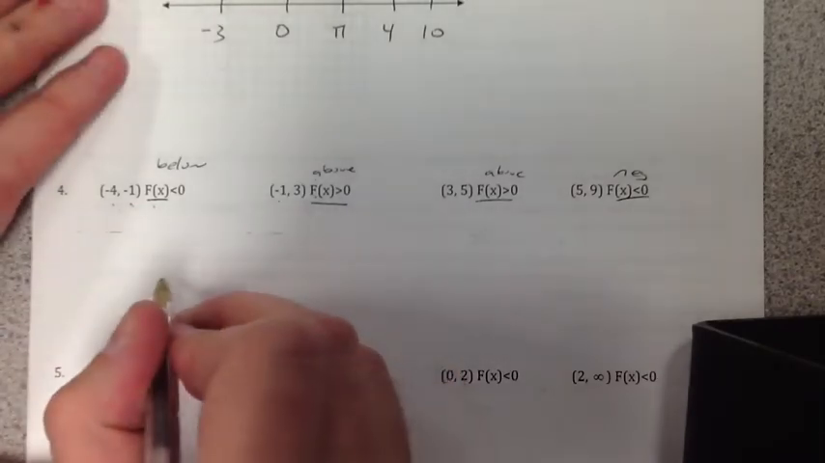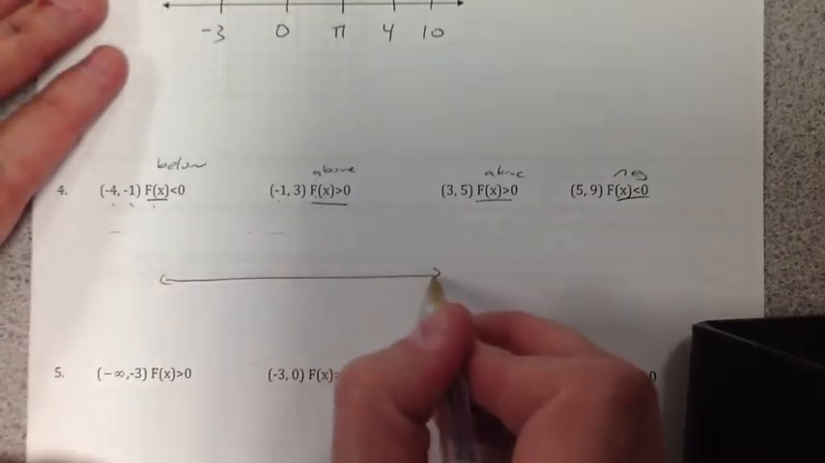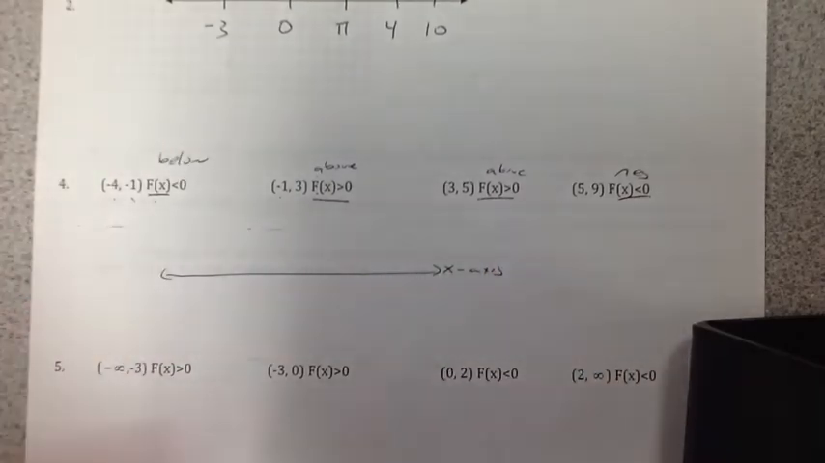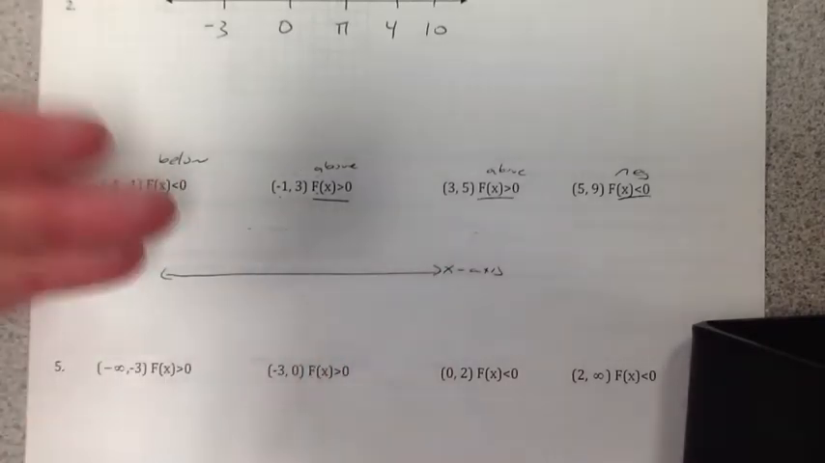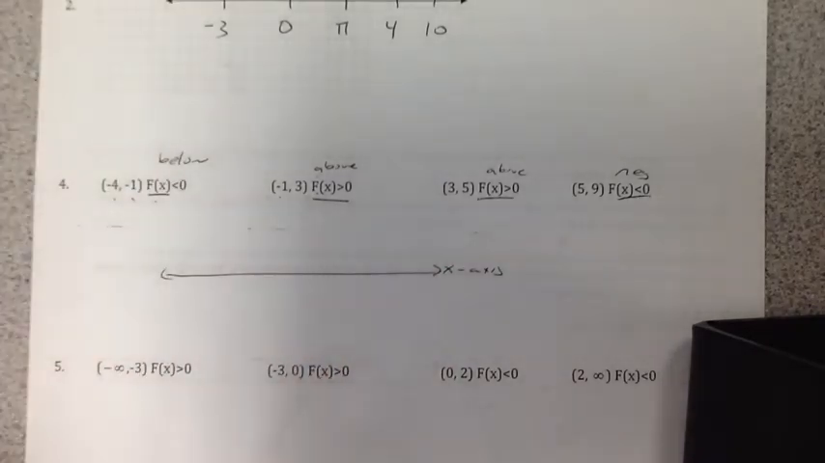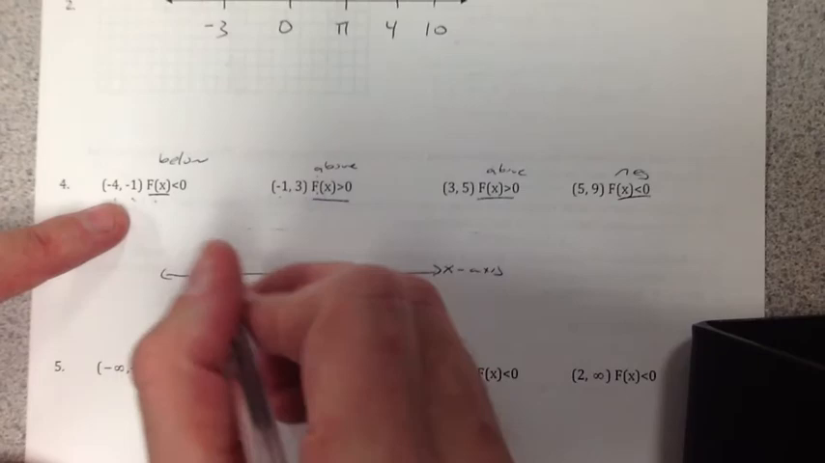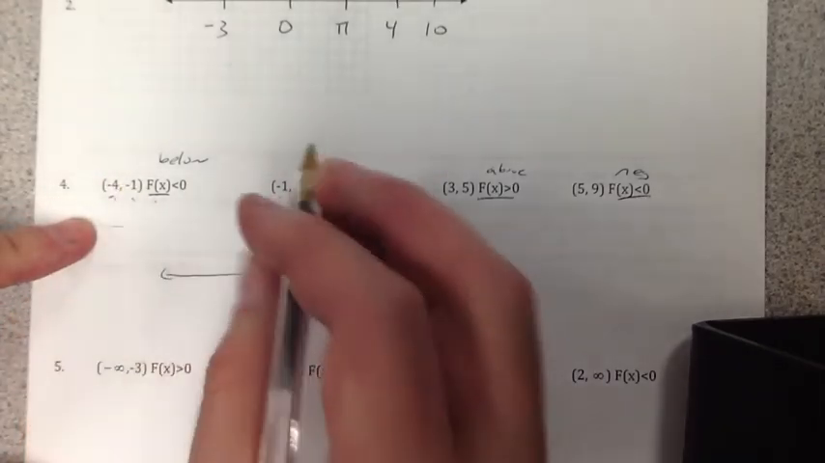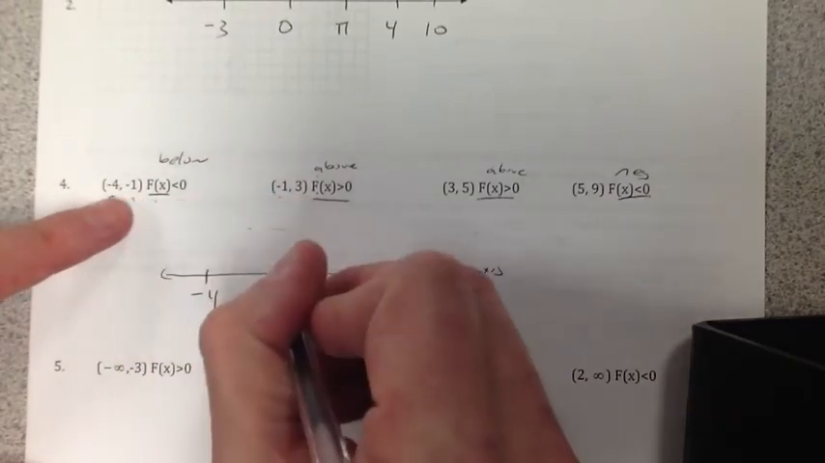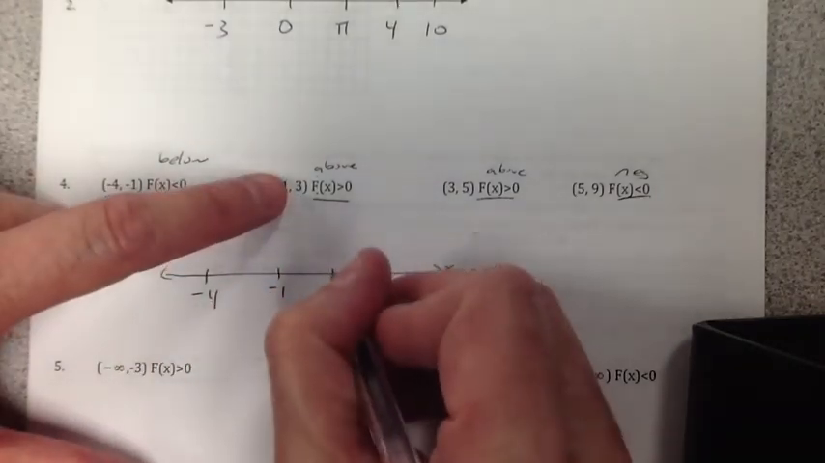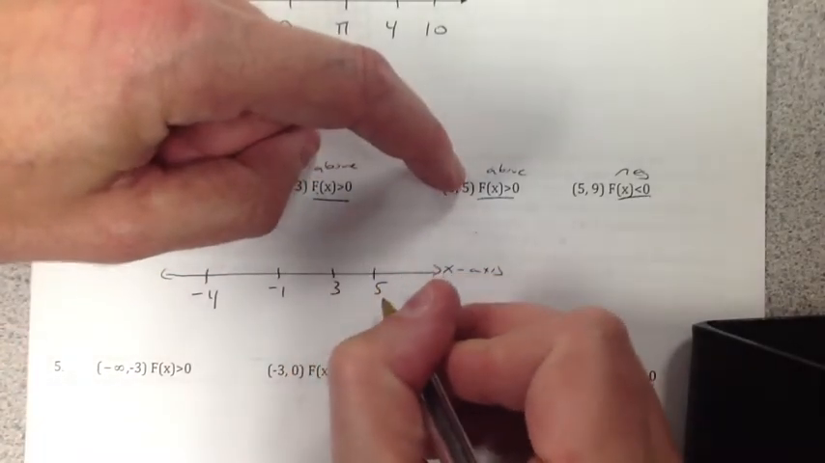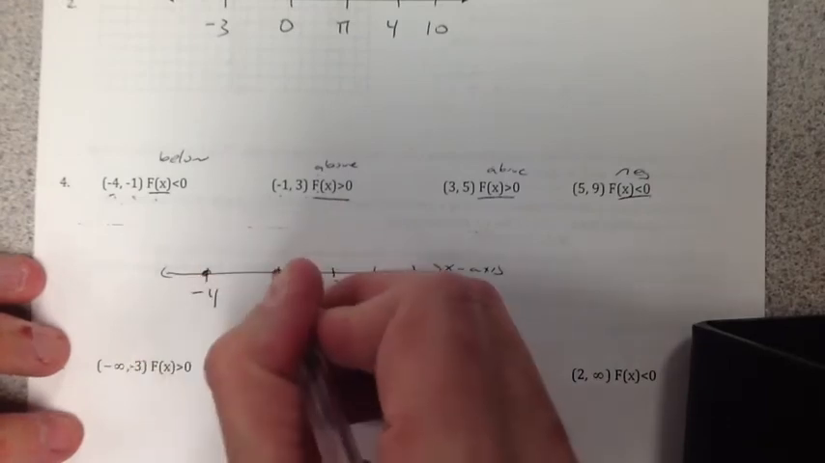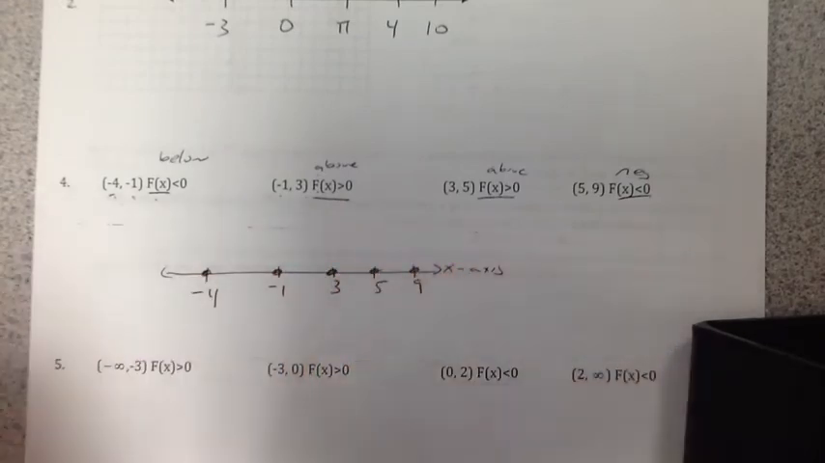Now, I'm going to make my sign chart. That's all I'm going to do. There is my x-axis. I do my sign chart to graph it. We get graphs from sign charts, and we can get sign charts from graphs, and that's what we're doing tomorrow, the next day. So between -4 and -1, the points here are very important. This is where I'm starting, at -4. Here's -1, 3, 5, and I'm stopping at 9. These are our critical numbers.